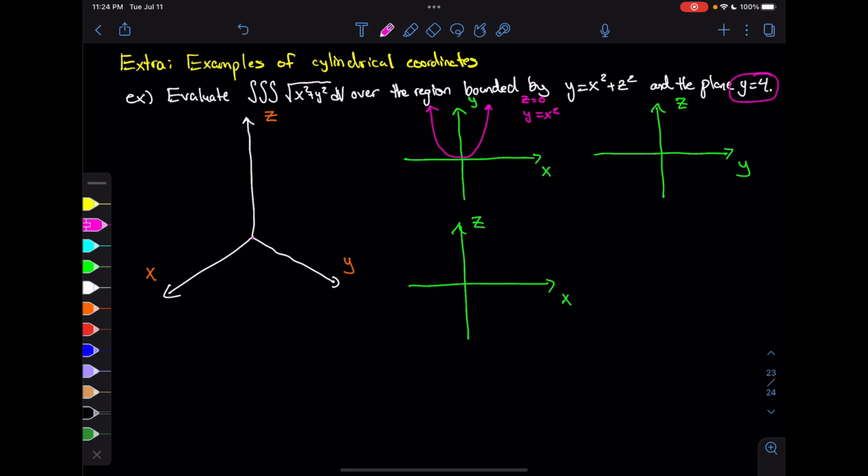Sorry, we forgot y equals 4. Y equals 4 is a thing, so let's include y equals 4. So y equals 4 is maybe somewhere up here, and that's going to intersect at the point (2, 4) and at the point (-2, 4). Great. Awesome. And so we have a region of integration.